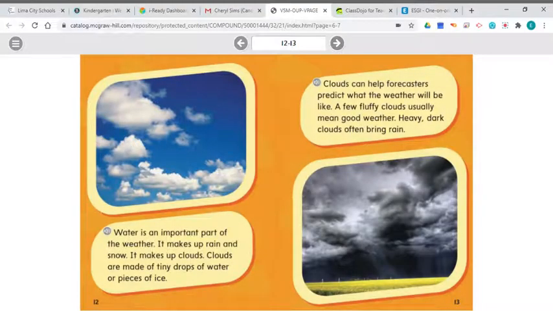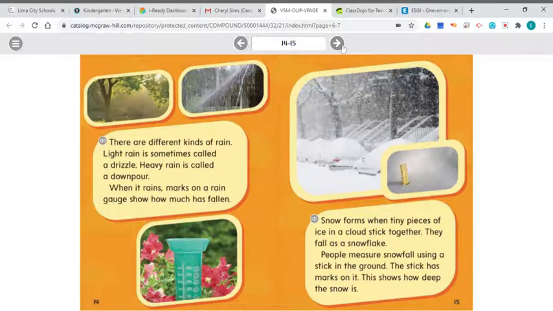Water is an important part of weather. It makes up rain and snow. It makes up clouds. Clouds are made of tiny drops of water or pieces of ice. Clouds can help forecasters predict what the weather will be. Like a few fluffy clouds usually mean good weather. Heavy, dark clouds can bring rain.